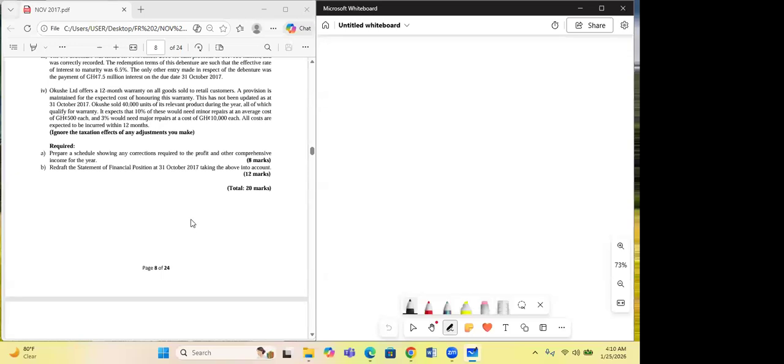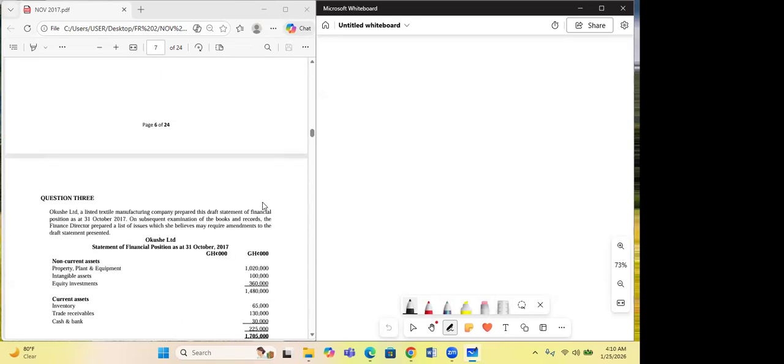So, Okushe Limited, a listed textile manufacturing company, prepared the draft statement of financial position as at 31st October 2017. Now, on subsequent examination of the books and records, the finance director prepared a list of issues which she believes may require amendments to the draft statement presented. So, Okushe Limited, statement of financial position as at 31st October 2017.